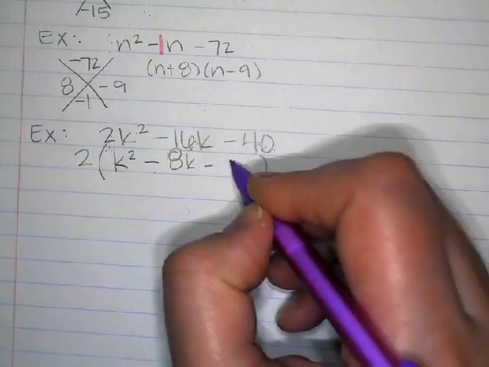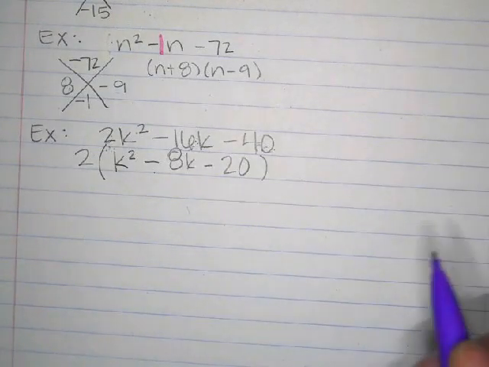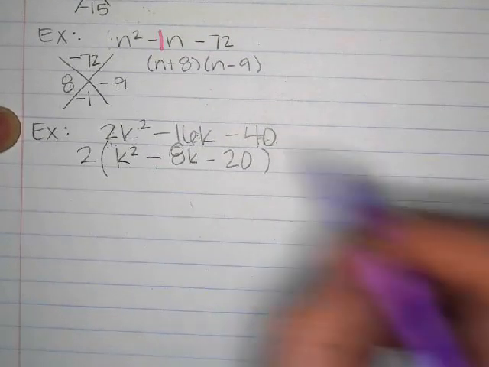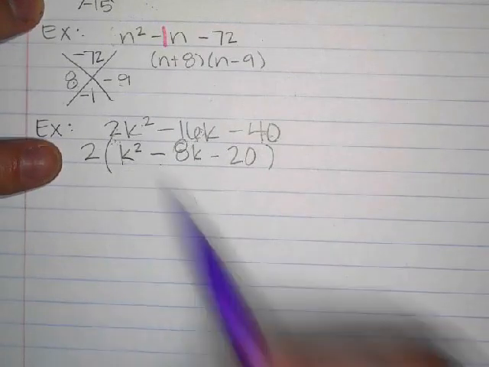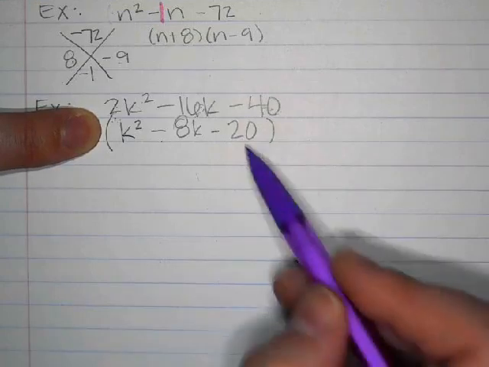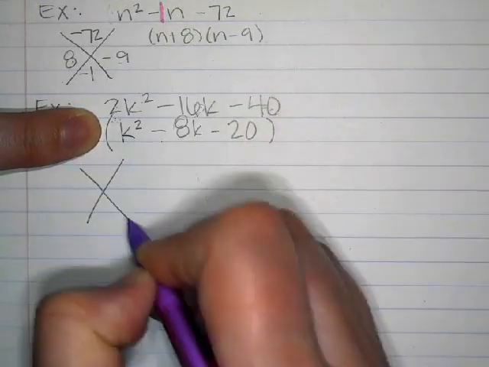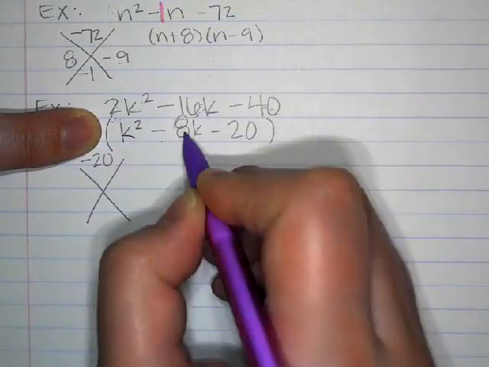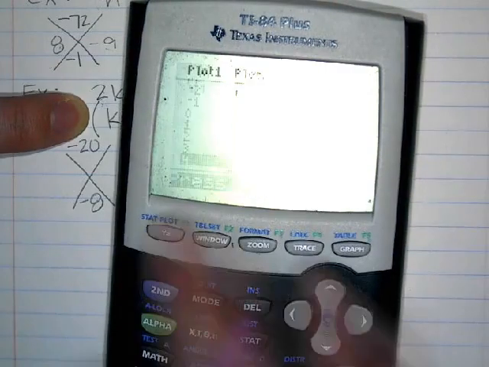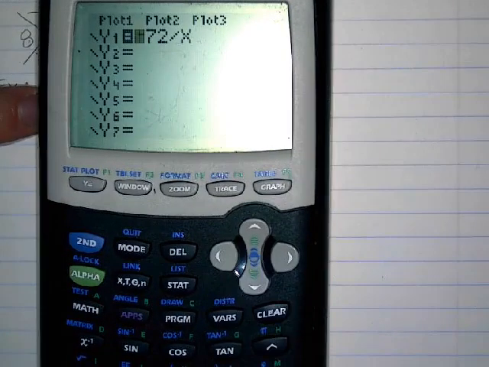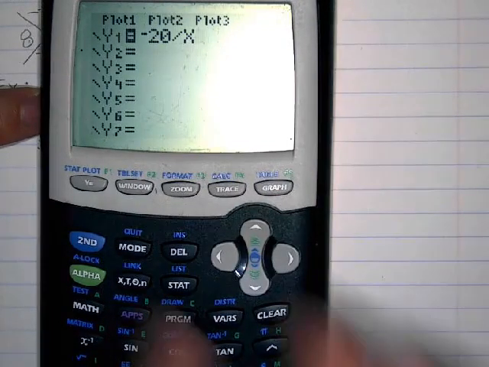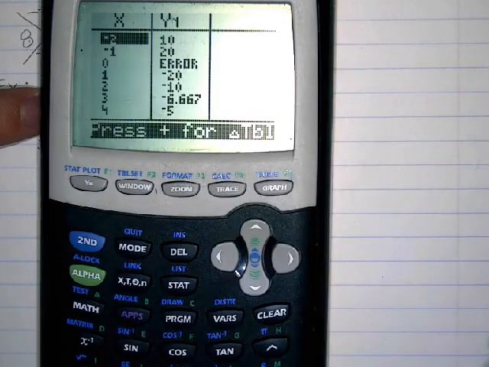So now we're going to say, all right, we got the 2. I'm going to kind of ignore the 2, and now I'm going to do it like one of the other problems. I'm going to say what multiplies to negative 20 but adds to negative 8. So I'm going to grab my calculator. I'm going to look for what multiplies to negative 20 but adds to negative 8.